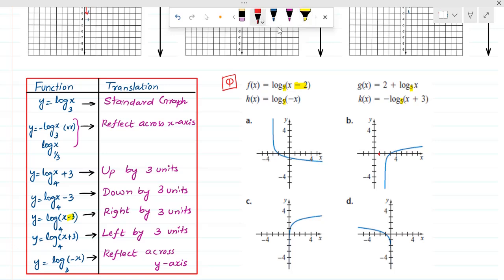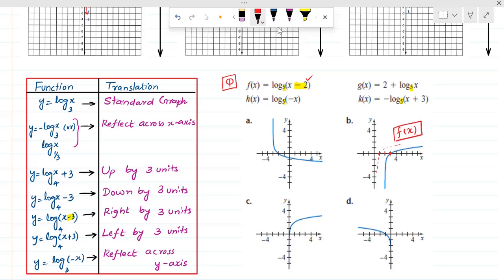This is a standard graph. This is 1 unit, 2 units, and 3 units. Sorry, here you will have 2 units, because minus 2 means 2 units. This is the standard graph actually, and it is shifted by 2 units to the right. So therefore, this is my f of x.